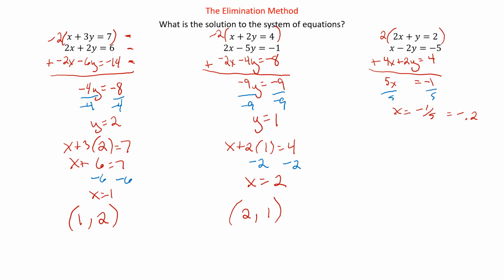So from here we can plug this into either of them. Let's plug it into the top one. So we have 2 times x, I'm going to go with negative 0.2 in this case, plus y equals 2. 2 times negative 0.2 is negative 0.4, plus y equals 2. And we can add that 0.4 to get y equals 2.4.